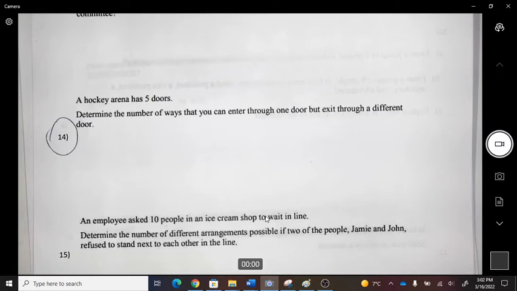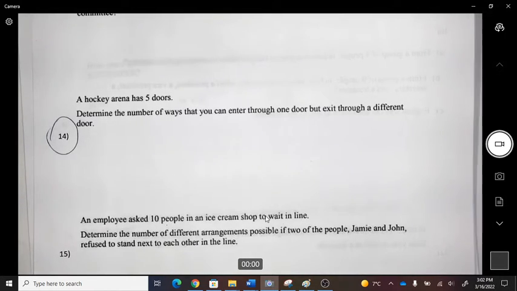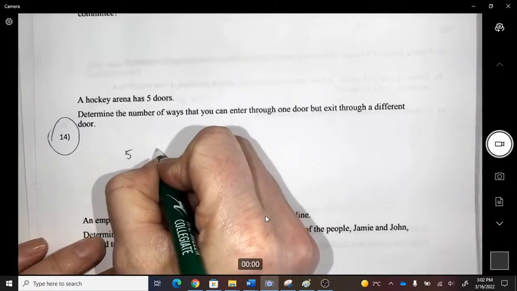A hockey arena has 5 doors, number 14. Determine the number of ways you can go through one door, and then you have to exit out another door. Okay, so I'll show you 2 ways. Let me see which one makes the most sense here. Okay, what if I did this, a 5 and a 2?